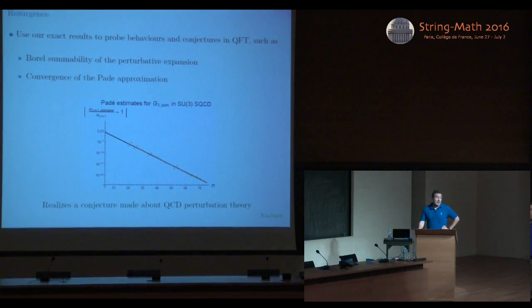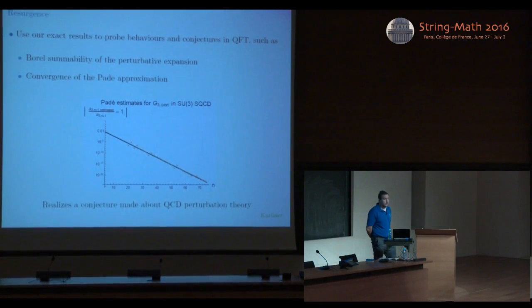So now that you have an exact formula for correlation functions in four-dimensional quantum field theory, this is a good laboratory to test various ideas and conjectures in quantum field theory. What you can do is explore the Borel summability of the perturbative expansion of these local correlation functions. That's something you can do very easily because you can numerically integrate that integral to very high precision and test, for example, and show that in this case, the series is Borel summable.